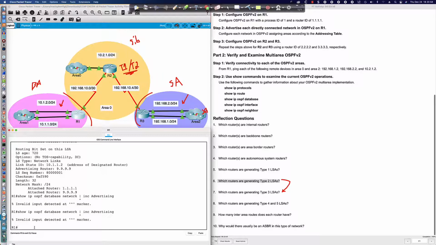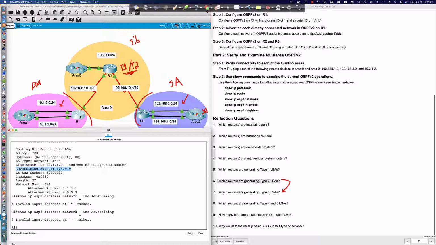On real IOS, we can get away with running this command, right? Show ip ospf database network pipe include advertising, so that all I see are those lines right there. The 3 lines that I would be looking for that will tell me which routers are advertising type 2 LSAs. And again, that is the quickest way to figure that out.